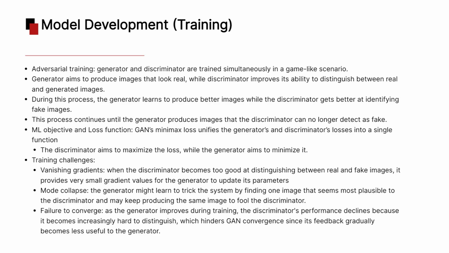Key training challenges and solutions. Vanishing gradients. When the discriminator becomes too good, it gives the generator almost no useful feedback, gradients near zero.